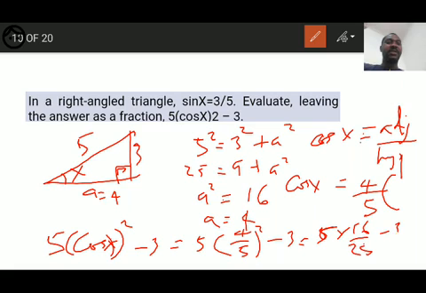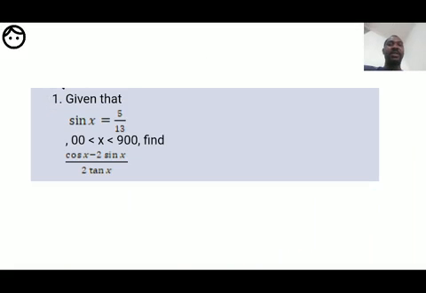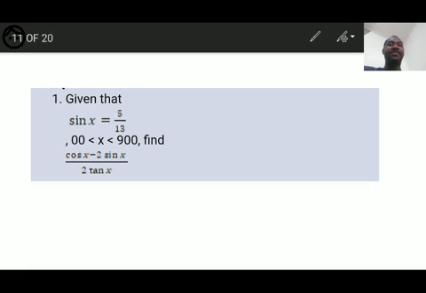I think 5 can go into 25 to give us 5. So that's going to be 16 over 5 minus 3, which when we find the LCM is going to give us 1 over 5 as the answer to that question. So the answer to that question is simply 1 over 5. Wow, nice. Now we see another question here.